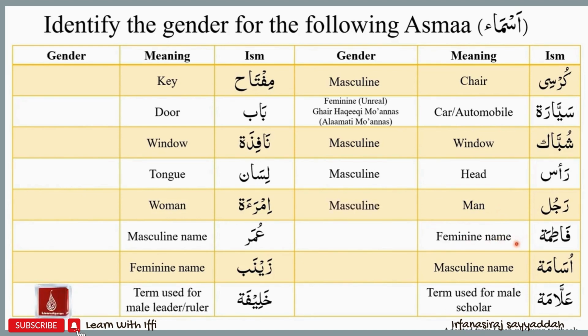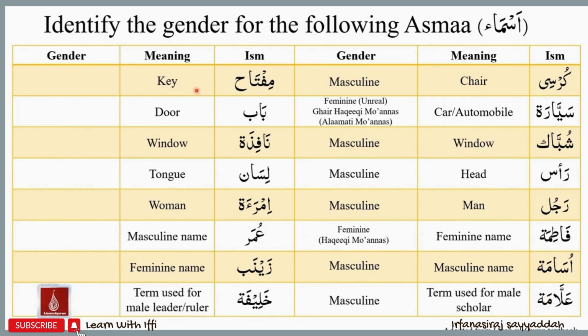Fatima is a feminine name. If the name is used for a girl or woman, clearly this is feminine or hakiki muannas. Osama, even though this word has the gol ta at the end, if it is used for a masculine name, if it's used for a man or boy, then the gender associated with it will also be masculine. Allama, this is a term which is used for a male scholar. Because it is used for a male scholar, it will be masculine despite the presence of the gol ta at the end.